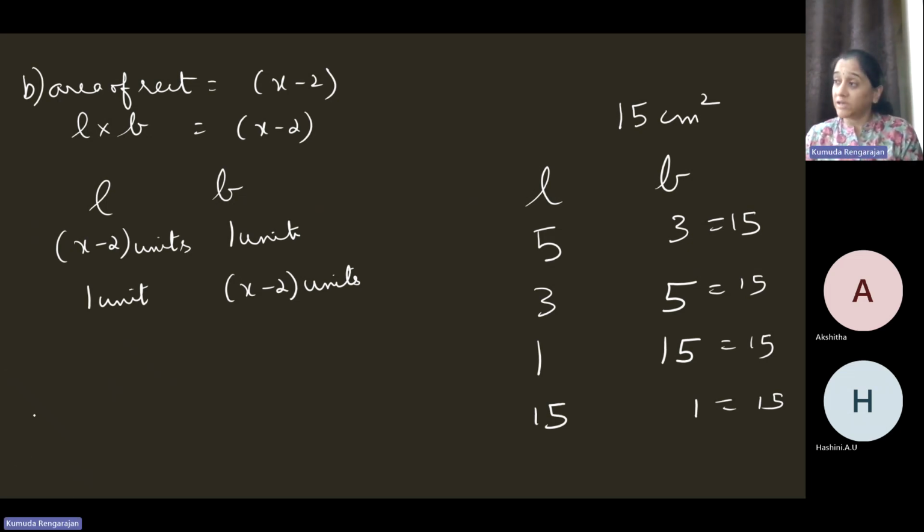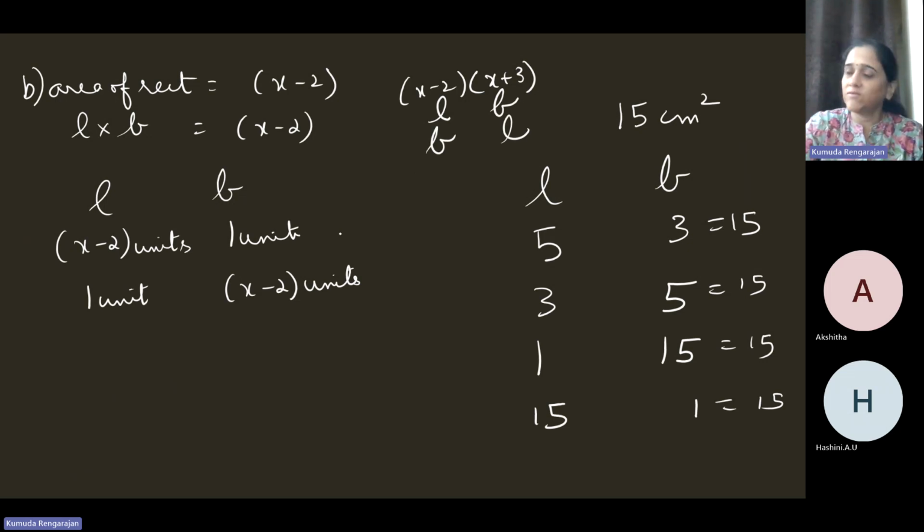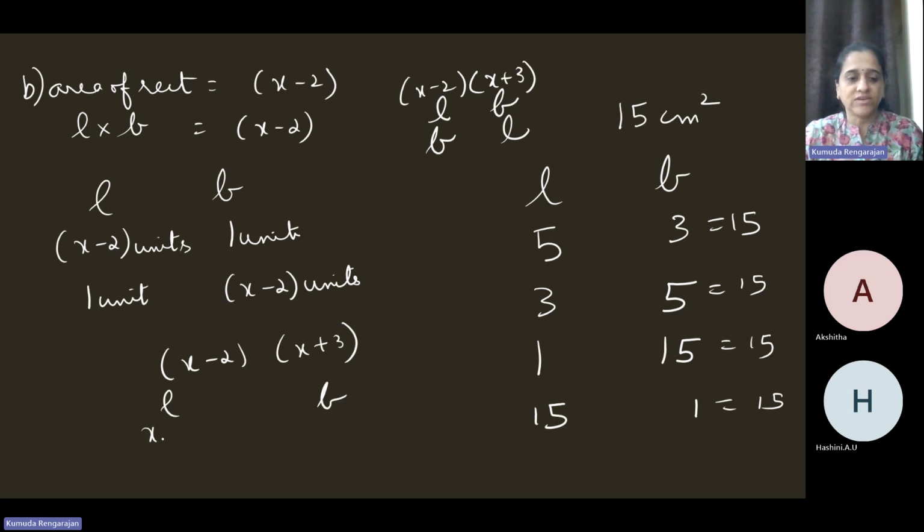See, sometimes the numerator, supposing it was X minus 2 into X plus 3. Then you must say, if this is the length, this is the breadth. Or if this is the length, this is the breadth. If X minus 2 is the length, then X plus 3 is the breadth. If this was the answer, then you can write length, breadth. If X minus 2 is the length, X plus 3 is the breadth. If X plus 3 is the length, then X minus 2 is the breadth. You understand what I'm saying?